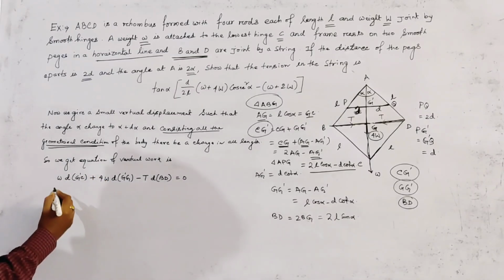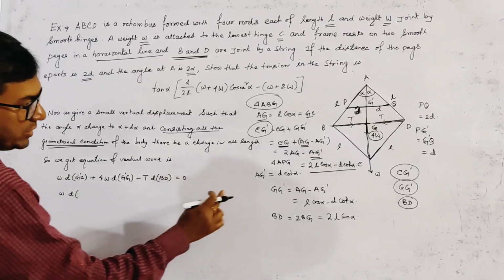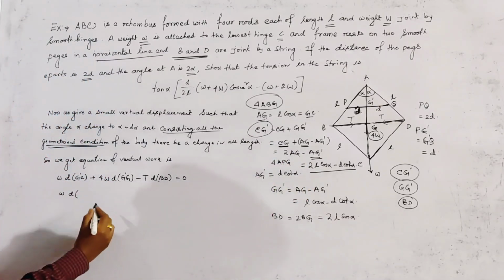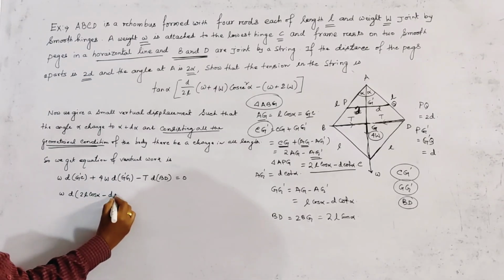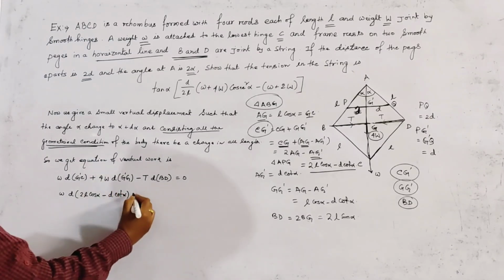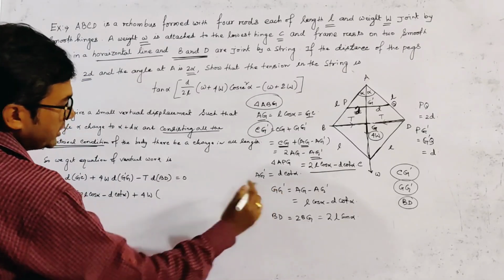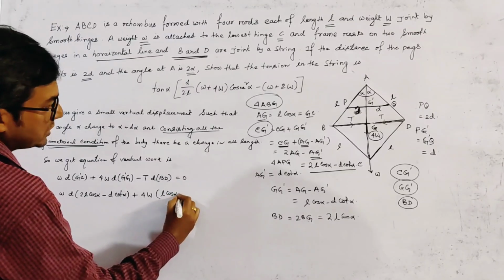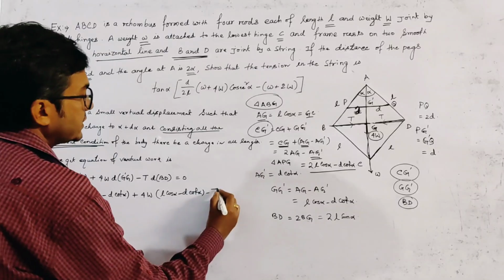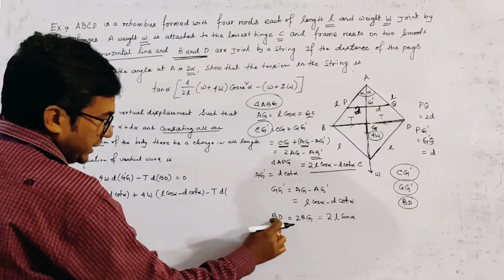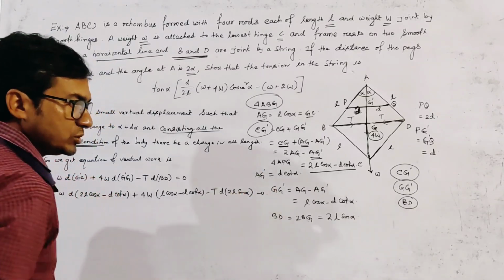Now we put in all the values here, that is W into d of CG'. We already found CG', which is given by 2L cos alpha minus D cot alpha, plus 4W into G'G. G'G means L cos alpha minus D cot alpha, and minus T into d of BD, so 2L sin alpha, this is equal to 0.